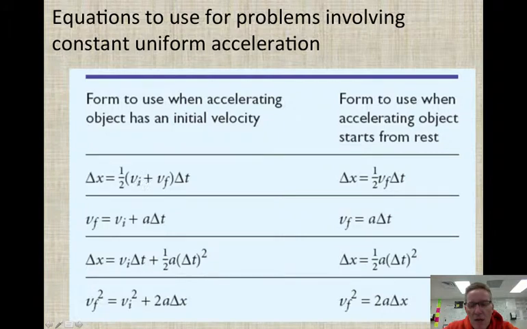So VI was here, and we had the quantity 1/2 times the quantity VI plus VF. Well, if VI is 0, we don't need to include that, so you can just use this shortened version of the equations, and all of these do that. Like I said before, the key is seeing what the problem gives you, and then picking the equation that uses those things.